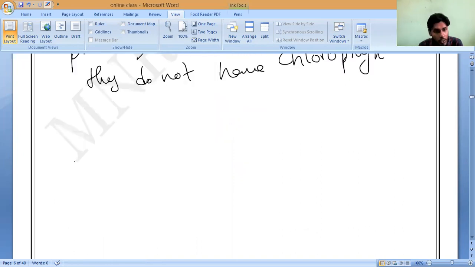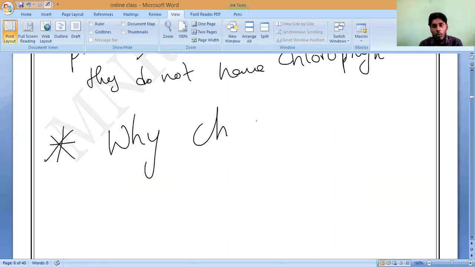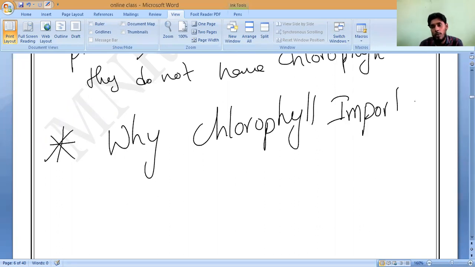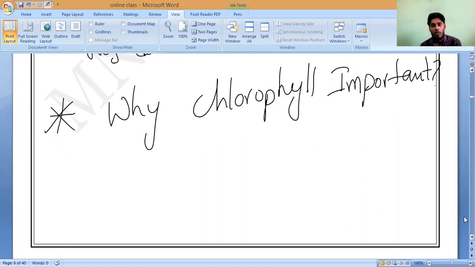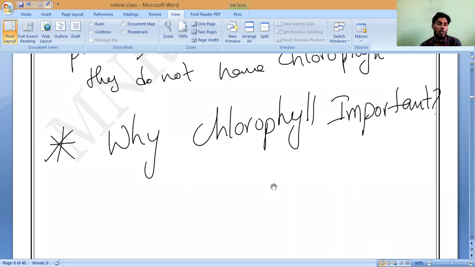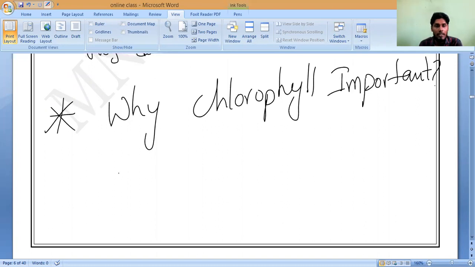Mari and Hari, what is the use of chlorophyll? Why is chlorophyll important? Sir, it is a green pigment, sir. Why is it important? I am asking. Because who will absorb sunlight? Chlorophyll, sir. Why chlorophyll is important: you have to remember that the green chlorophyll is necessary to absorb energy from sunlight required for making food by photosynthesis.